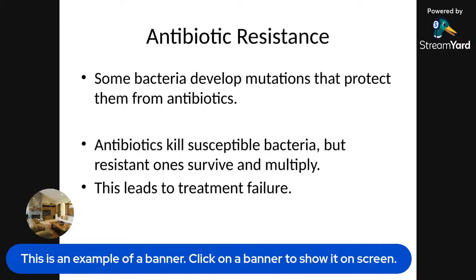So this one will now lead to what? Will now lead to treatment failure. That is when you will start using antibiotic and it will not be effective, because they have developed antibiotic resistance.